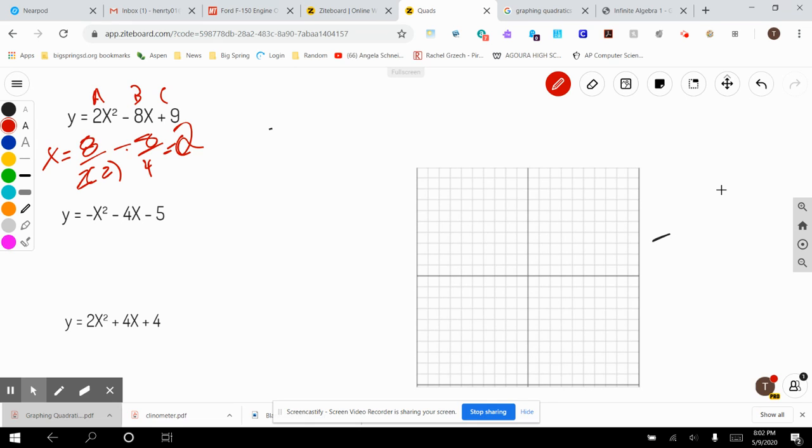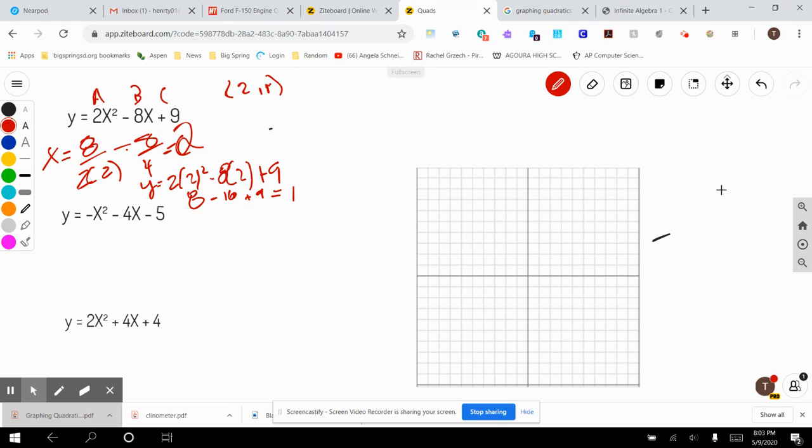So to find our y now, we're going to plug that back in. So 2 times 2 squared minus 8 times 2 plus 9. Okay, so I think that would be minus 16 here. That would be 4, 8 plus 9. So that would equal 1. Okay, so our vertex is 2, 1.